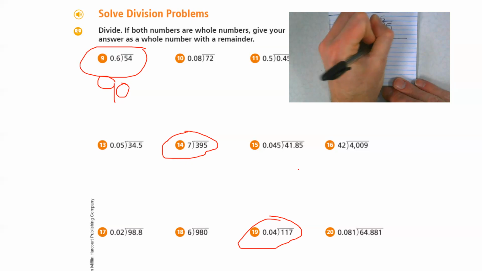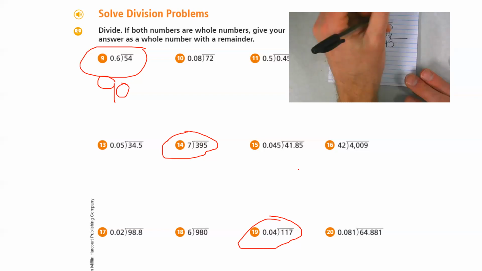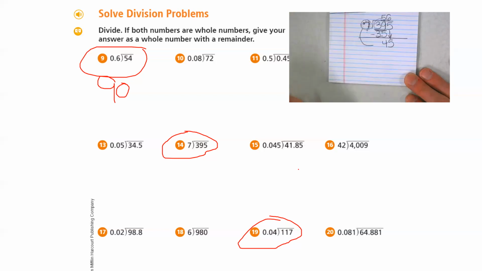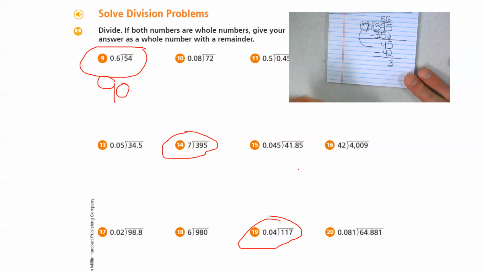Bring down that next digit. How many 7s go into 45? 7 times 7 is 49. Too much. It's got to be a 6. So therefore, 7 times 6 is 42. Shut your mouth and tie your shoe.